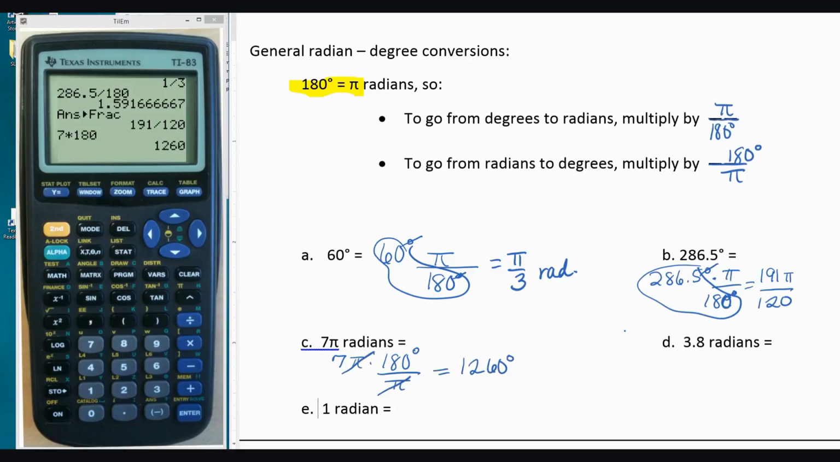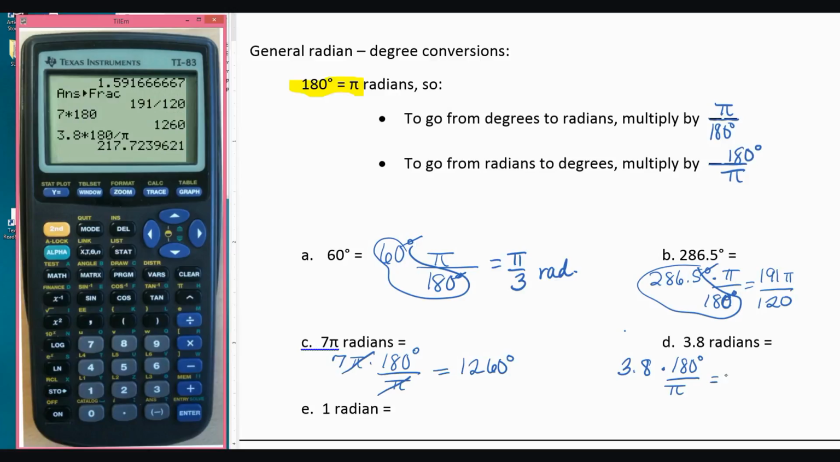Now here we see that we have 3.8 radians. So 3.8, and we're not going to add a pi or anything, it really just is 3.8 radians. We're going to multiply by 180 divided by pi, and we can do this all on our calculator. We're going to take 3.8 times 180 divided by pi. And we can round to 2 decimal places. We'll see that this is 217.72 degrees.